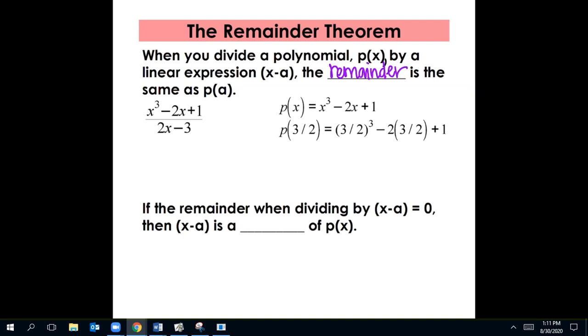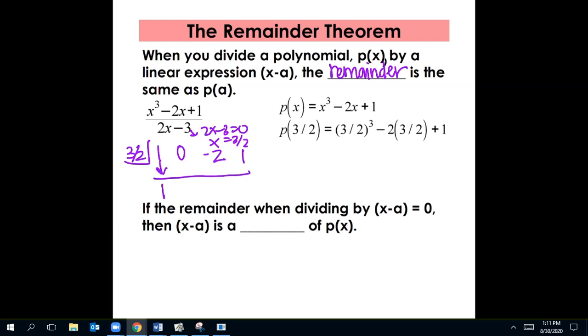So here's a quick example. We're going to use synthetic division to do this because 2x minus 3 is a linear factor. So remember, we set 2x minus 3 equal to 0. That means x equals 3 halves. So I'm going to put 3 halves in my box. I'm going to write the coefficients 1x cubed, 0x squared, -2x, and 1 here.